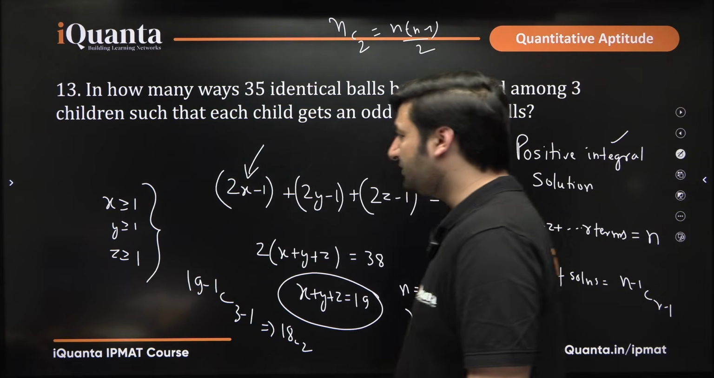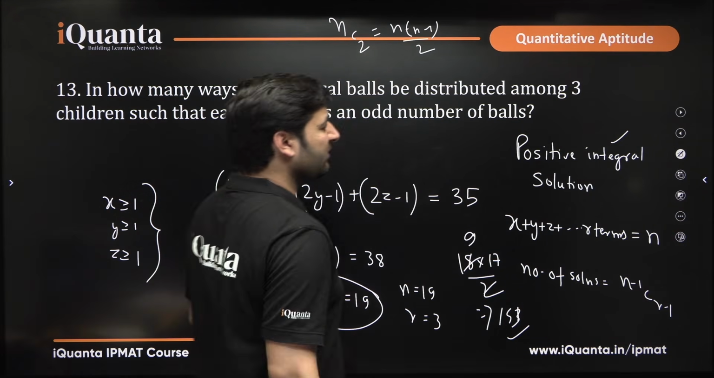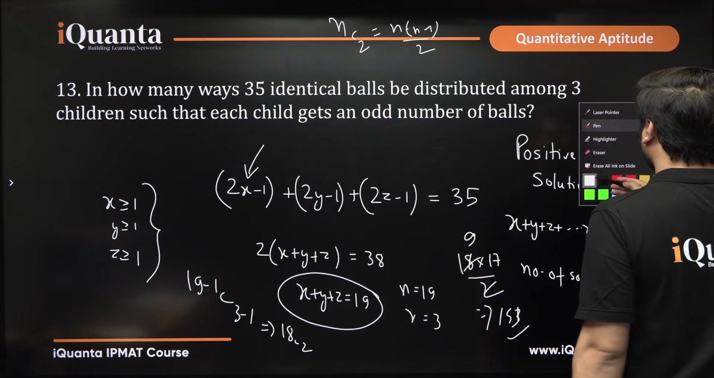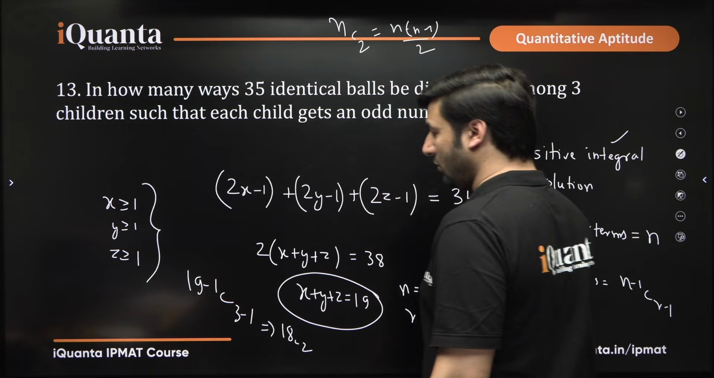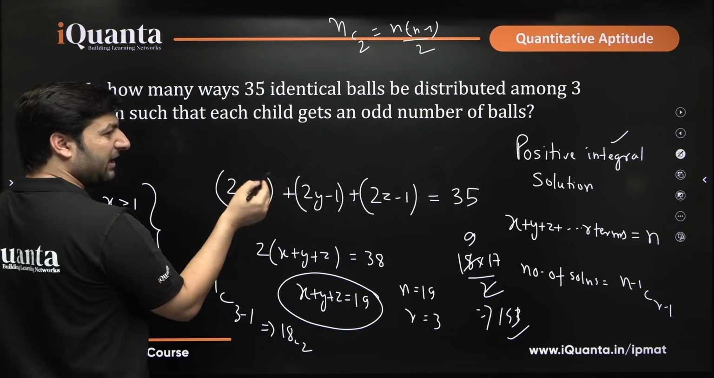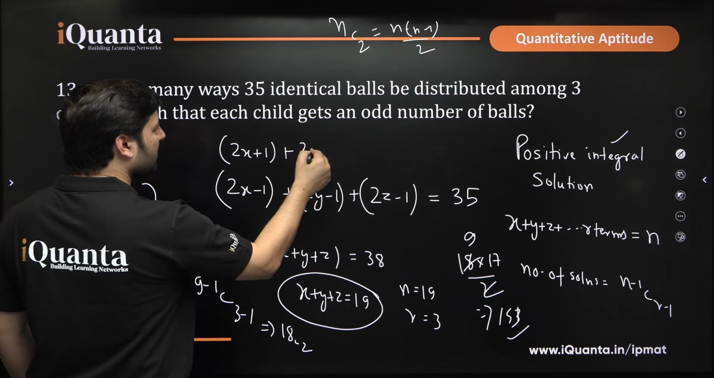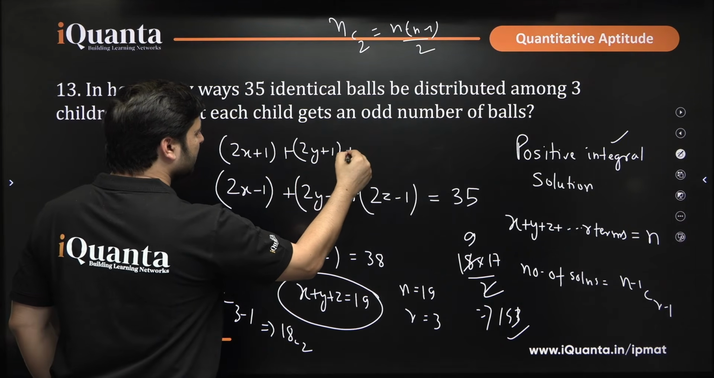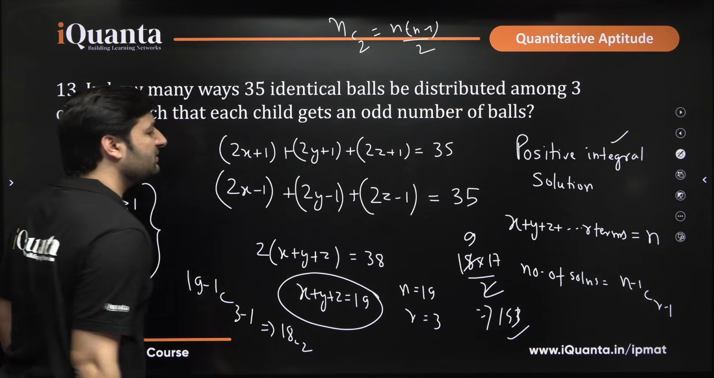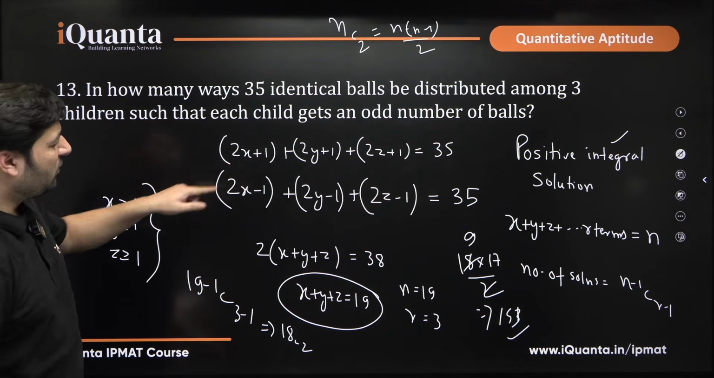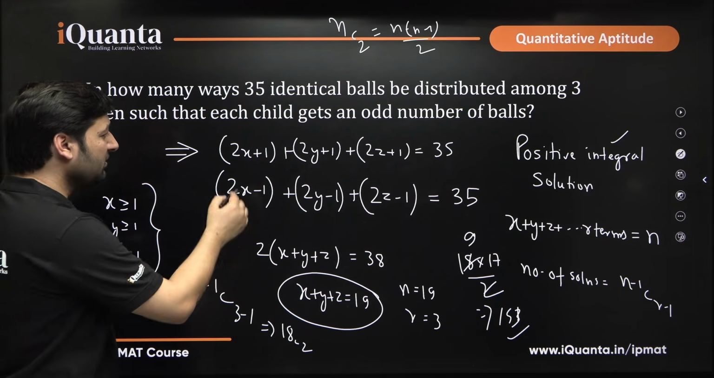What could have been the other way? Suppose you can also say that odd numbers can take the form of 2x plus 1. 2x plus 1 numbers are also odd. Okay, fine, let's take it: 2x plus 1, 2y plus 1, 2z plus 1, and the sum again should be 35 obviously. Now that you have taken this case, this is the second way in which I am solving the question.